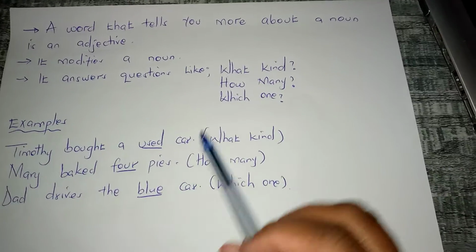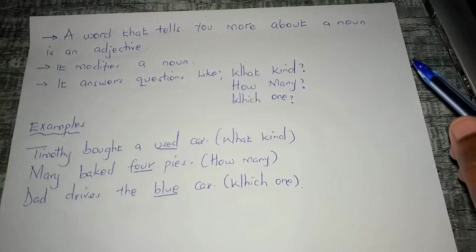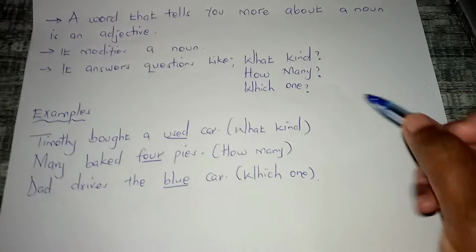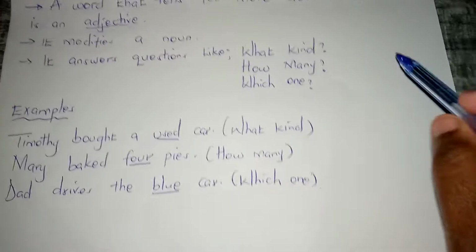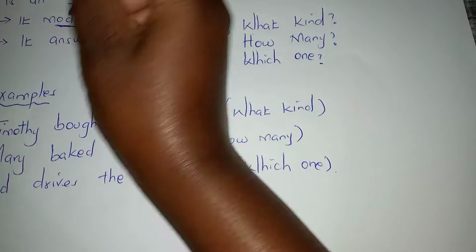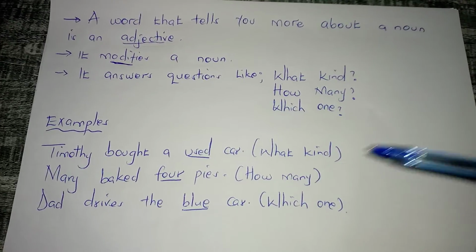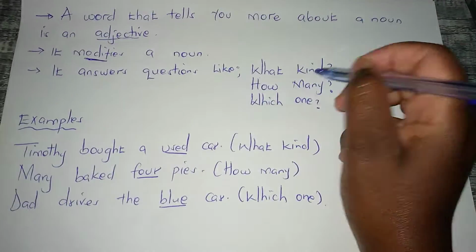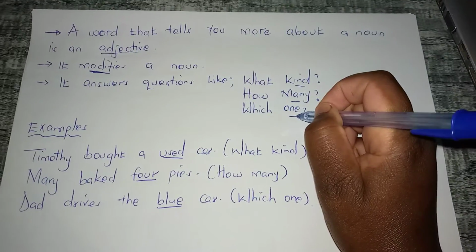So we talked about an adjective. A word that tells you about a noun is an adjective. It modifies a noun. Modification is talking more about something. So it answers questions like what kind, how many, and which one.